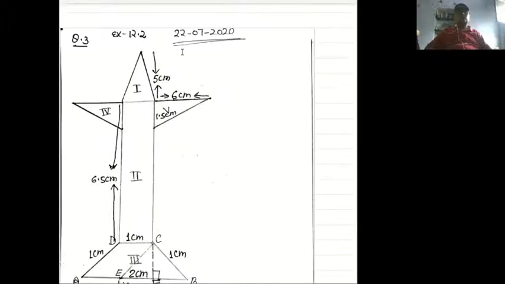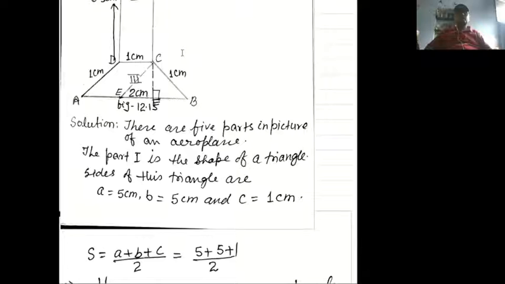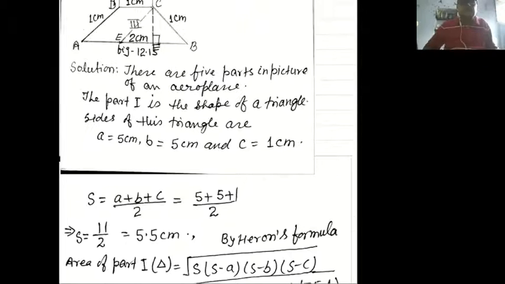First, find the semi-perimeter. S equals (A plus B plus C) upon 2, equals (5 plus 5 plus 1) upon 2, that is S equals 11 upon 2, equal to 5.5 centimeter.